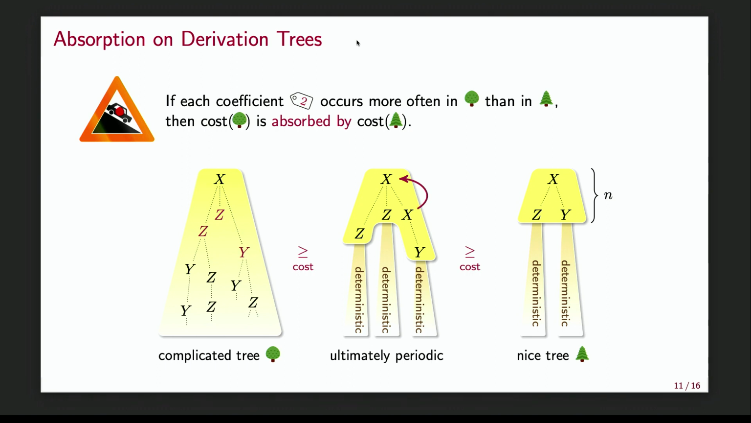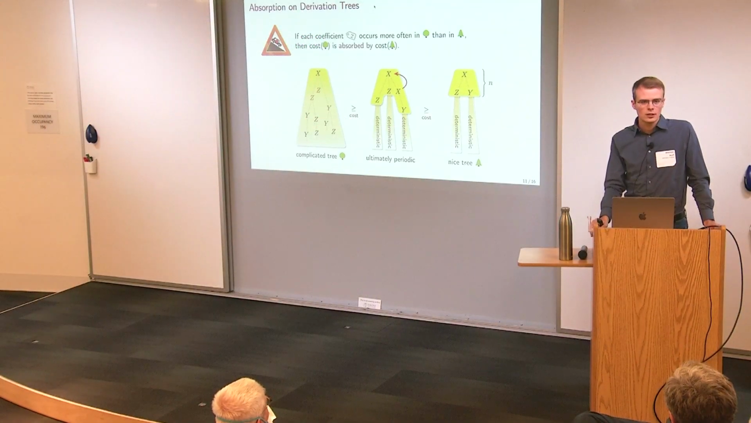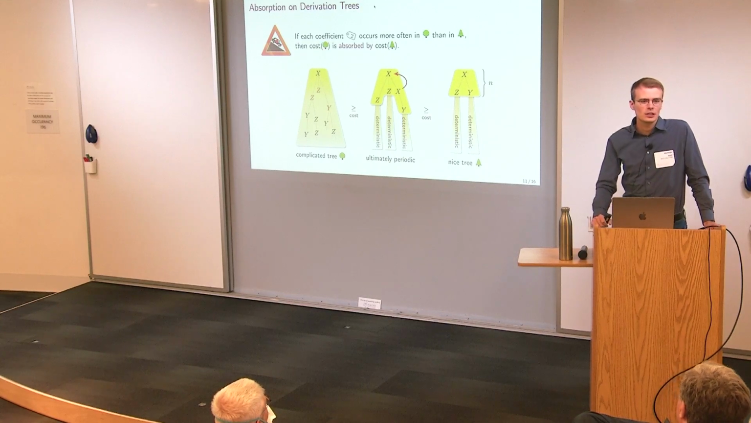How could the minimum cost tree be infinite? Sorry? How could the minimum cost tree be infinite? How could the minimal cost be infinite? I mean, if there is no finite tree.